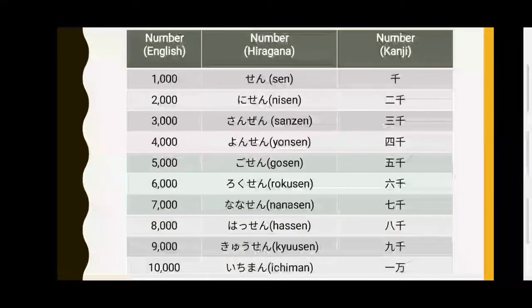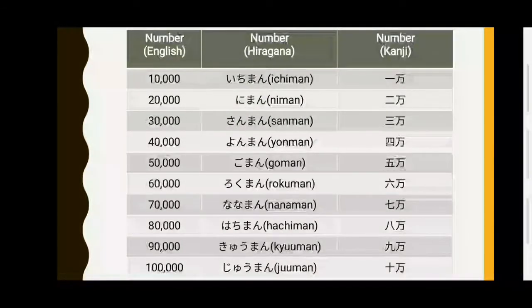Next we have thousands, 1000s to 10,000s. 1000 is sen, 2000 is nisen, 3000 is special, sanzen, 4000 is yonsen, 5000 is gosen, 6000 is rokusen, 7000 is nanasen, 8000 another special, hassen, 9000 kyusen, and 10,000 is ichiman, or isang lapad in Filipino or Tagalog.